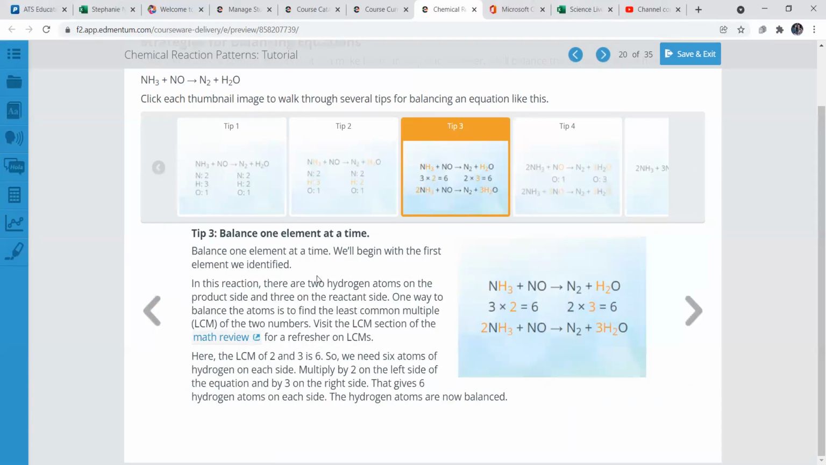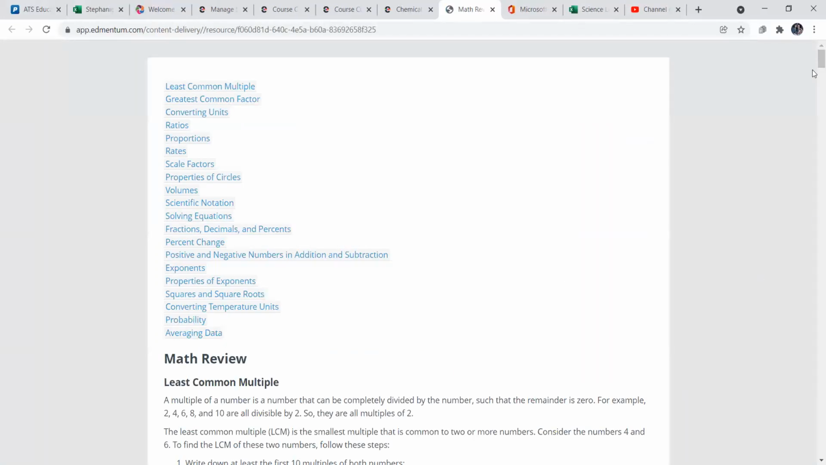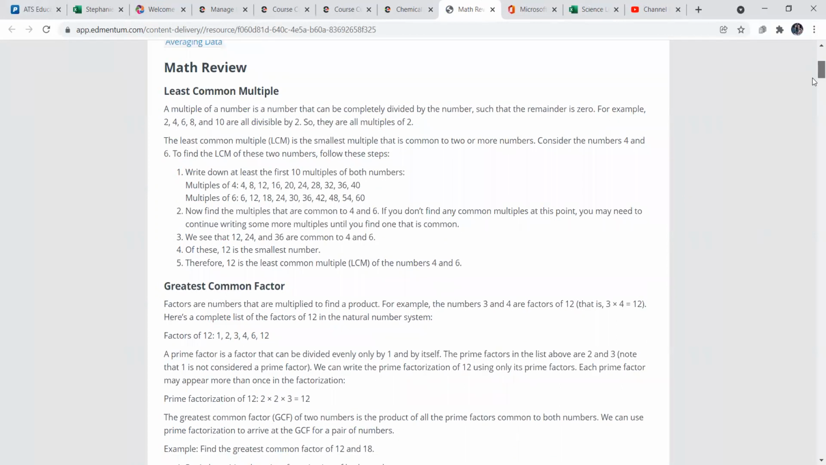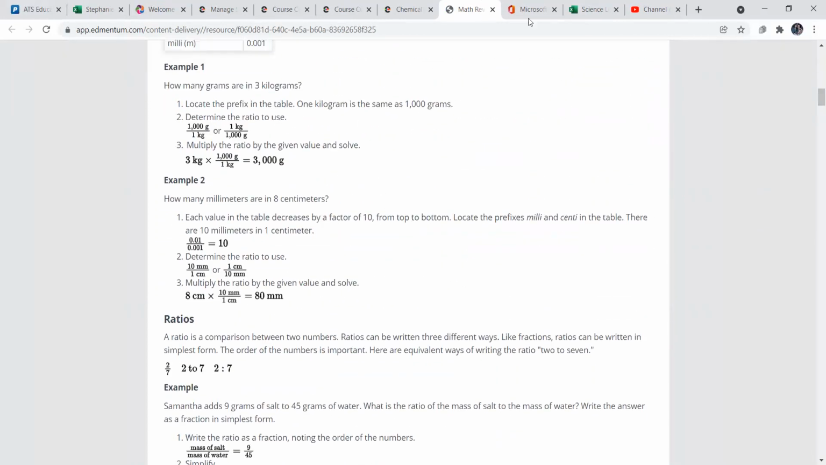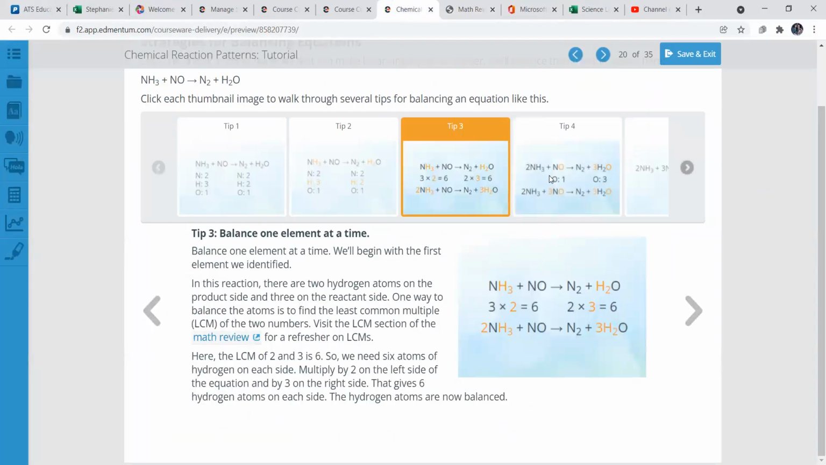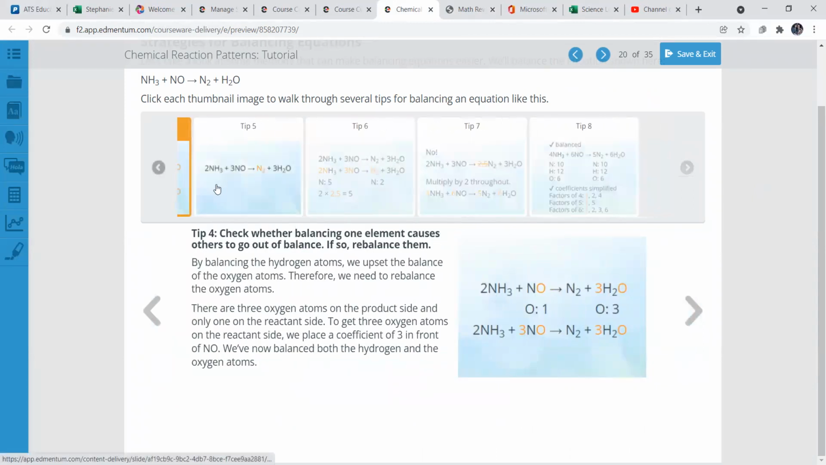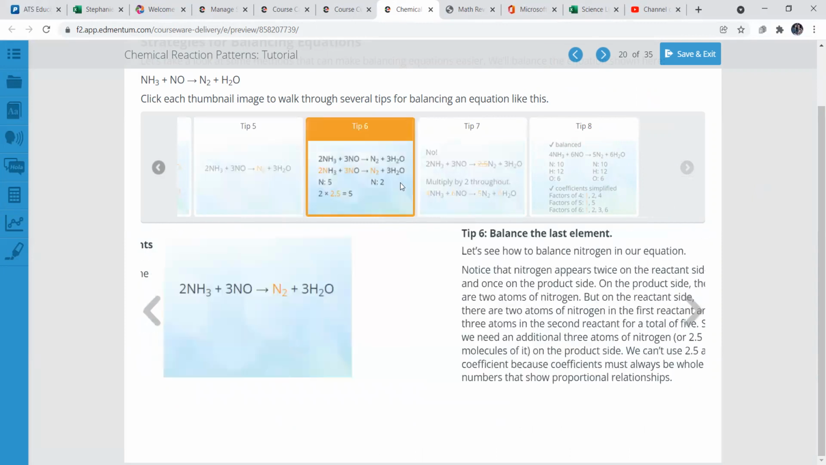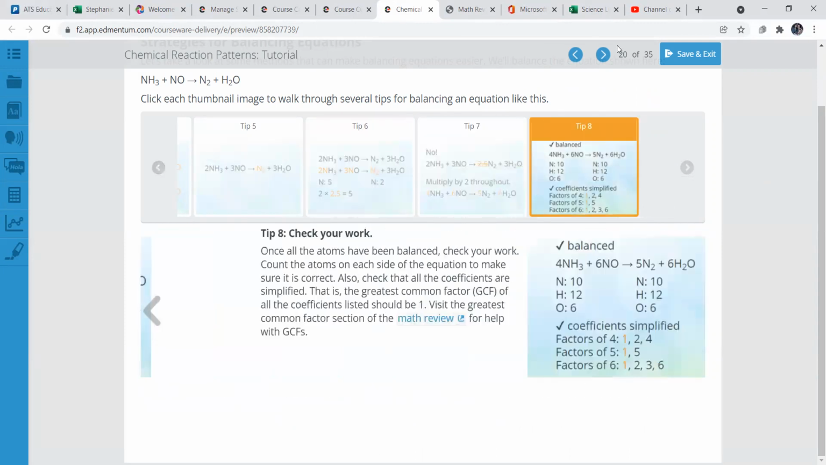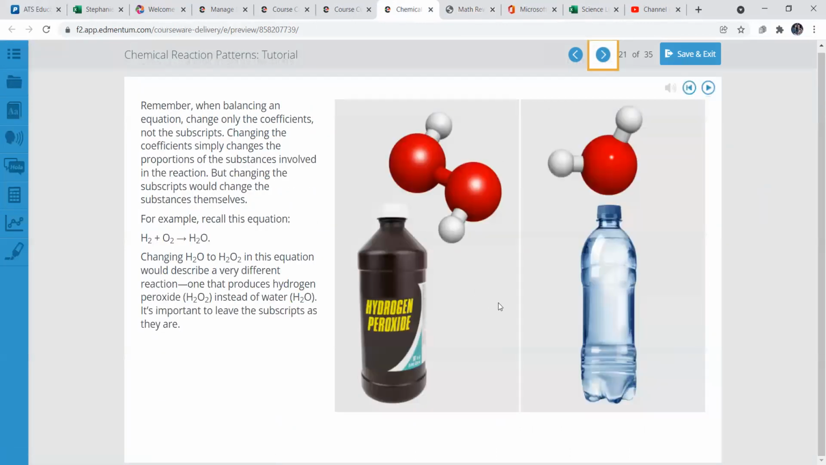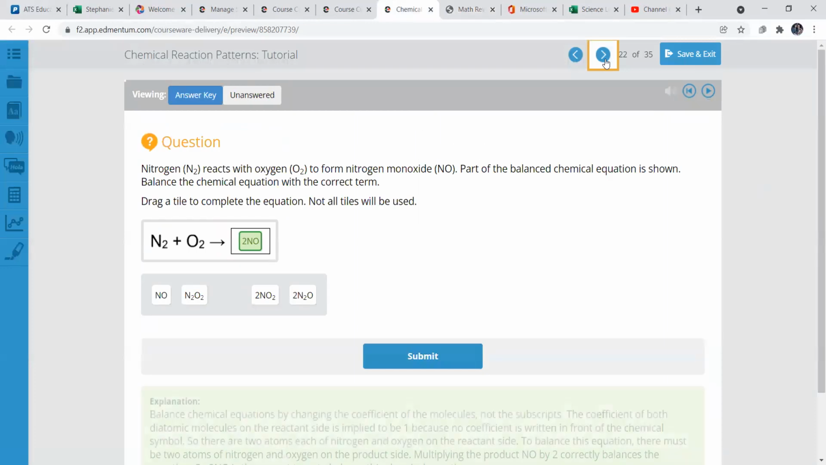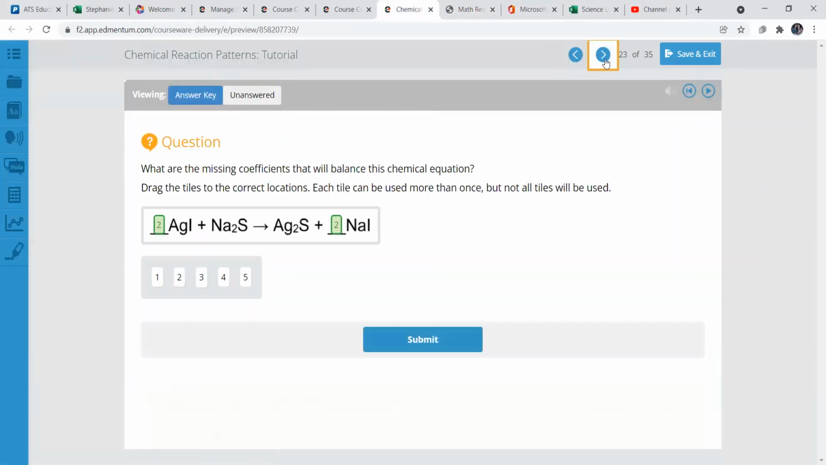Math review: usually you're going to use the least common multiple or greatest common factor, something along those lines. Be sure to look at this review. This will definitely come in handy when you are balancing a chemical equation. Fun fact, I bet you didn't think that math was used a lot in chemistry. Hydrogen peroxide here. I'm sure you've seen this in your house before too. Okay, let's go to, here we go.